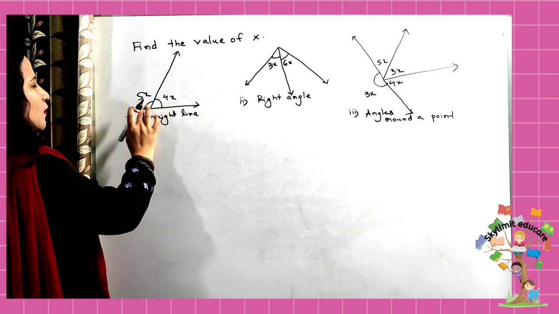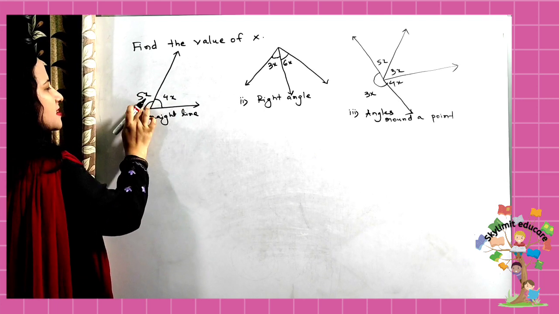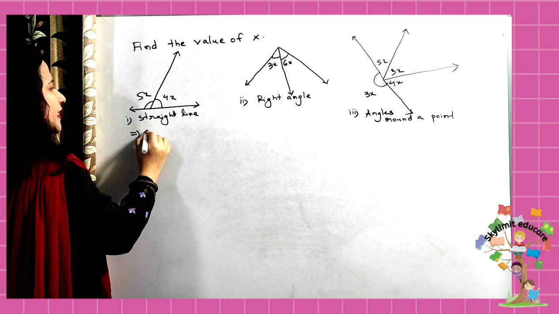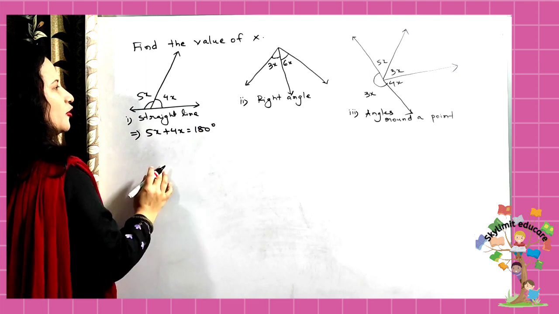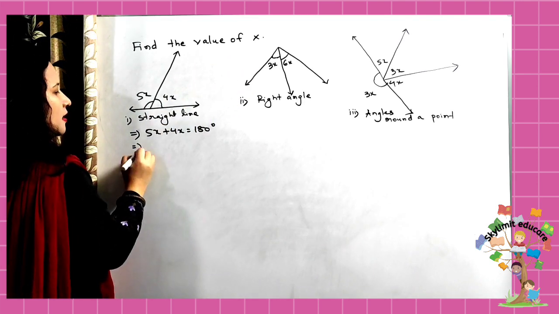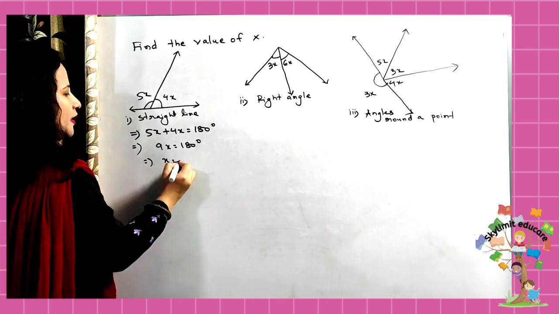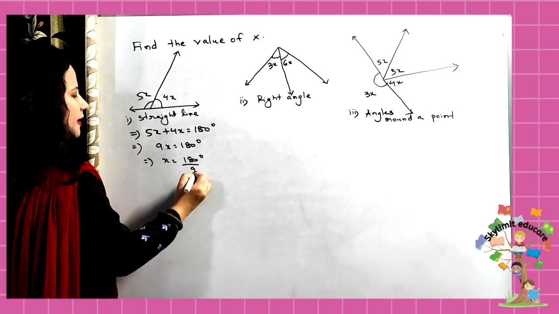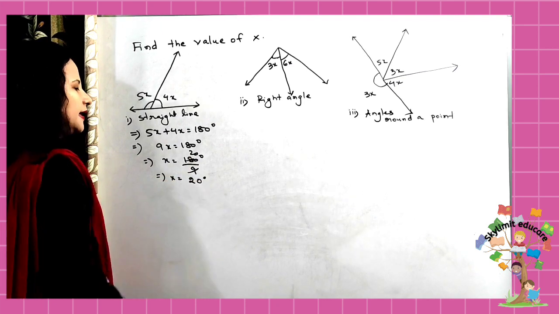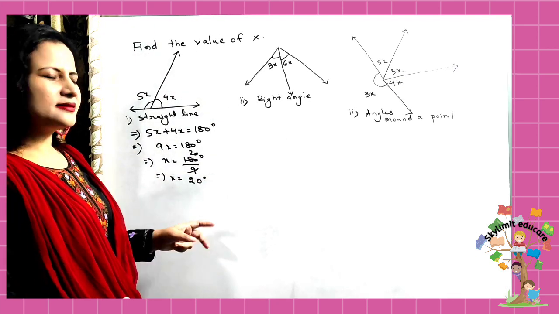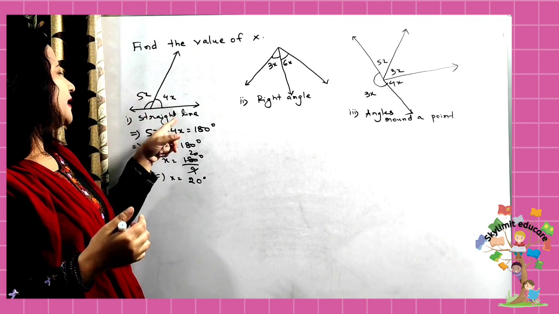Okay. So what is the equation we're going to make here? Straight line, so it's a 180 degree angle. The 2 angles are 5x and 4x. Simply write down 5x plus 4x is equal to 180 degrees. You have to find the value of x. So you got 9x is equal to 180 degrees. So x will be equal to 180 degrees divided by 9. So we got x is equal to 20 degrees. Yes, 20 degrees. So this way you are going to find out, since this is a straight angle, the hint is given to us.